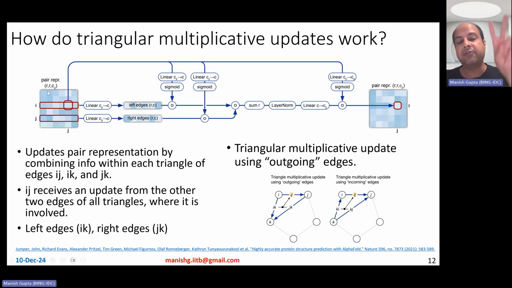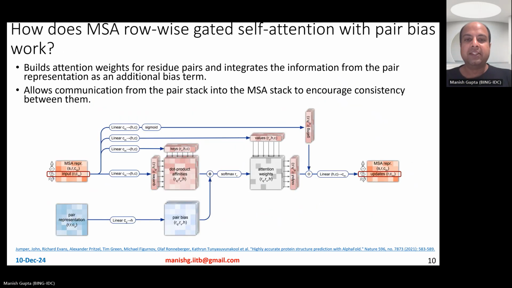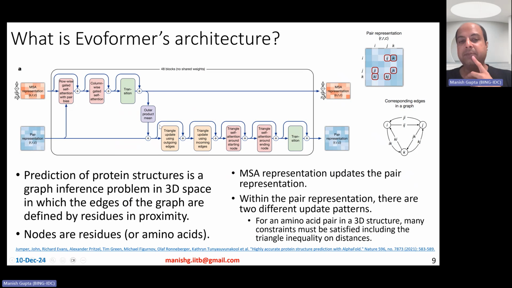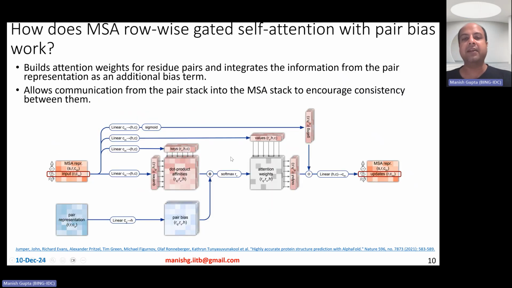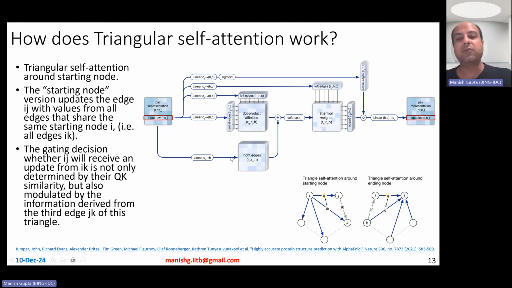The same thing is basically done for a pair of columns, called the multiplicative update using incoming edges. Okay. So that helps us understand this part of the architecture. Now let's talk about the triangular self-attention part. There's something called triangular self-attention also. Let's talk about that now. How does that work and what does it do?